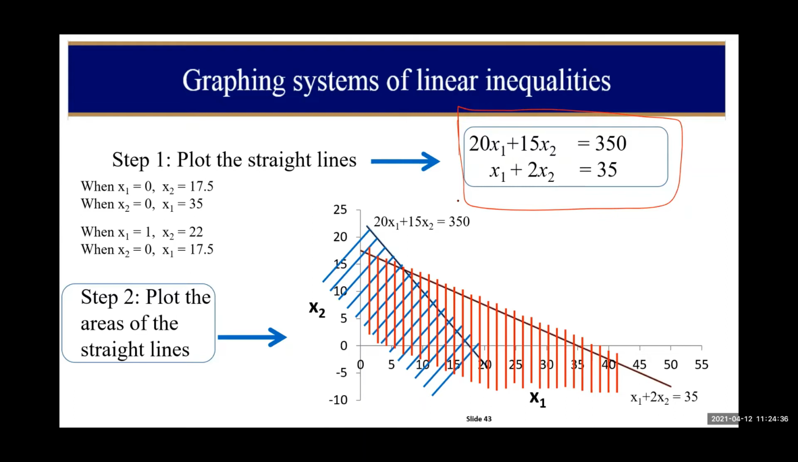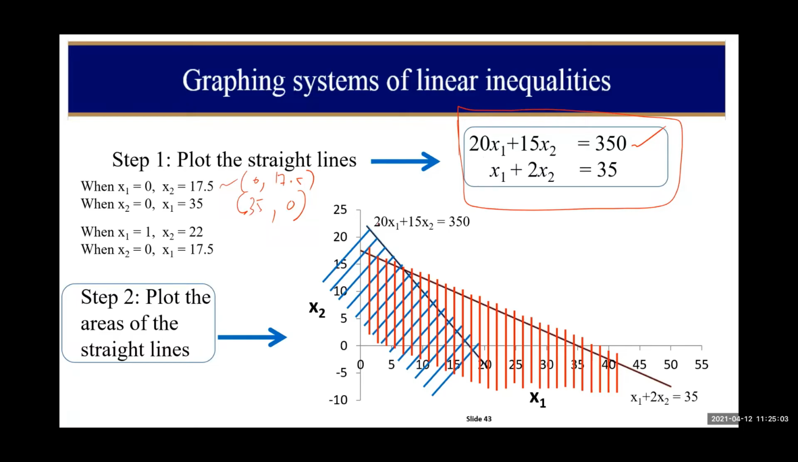We equate it to find the coordinates. When x1 is 0, x2 is what? 17.5. The coordinate here is 0, 17.5. When x2 is also 0, x1 is what? 35. So 35 and 0. This is for the first equation, this guy here, which gives me this straight line.